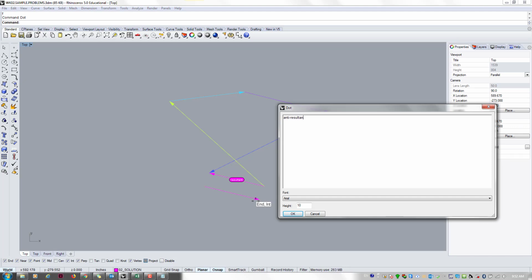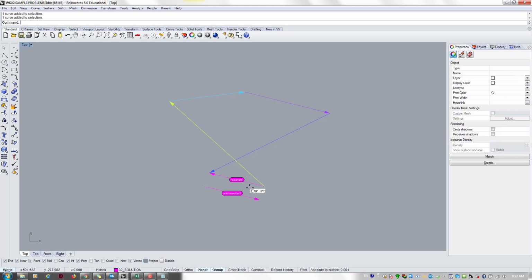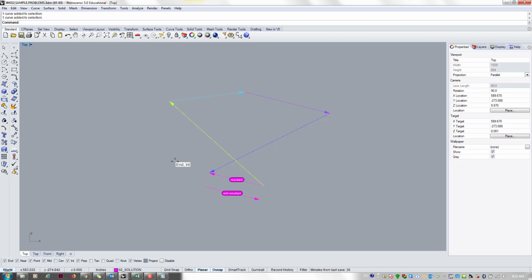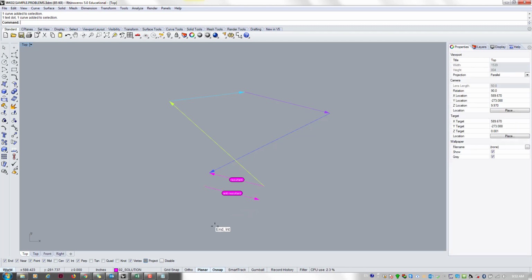Anti-resultant is literally what it says. It's the exact opposite of the resultant: the same direction, same line of action, same magnitude, but a different sense. So it's flipped 180 degrees. What this does, as I've said in the slideshow, is that the anti-resultant is what is required to keep the force system in equilibrium.